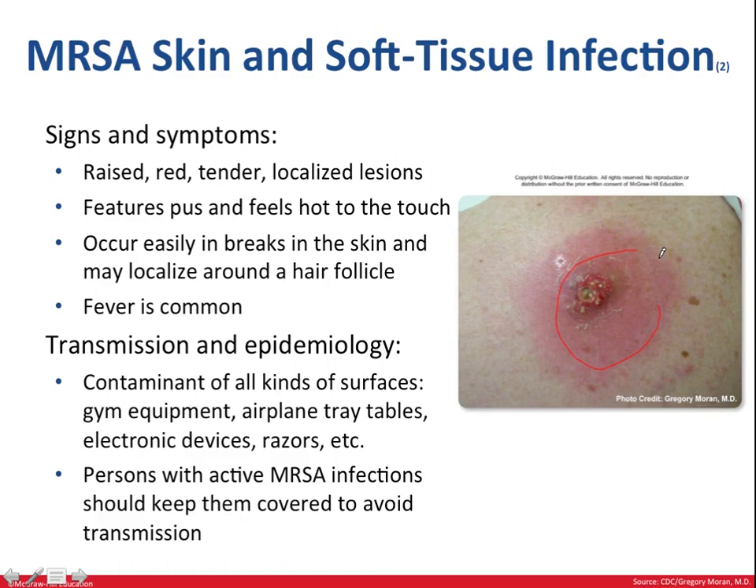On transmission: MRSA exists everywhere, because 1/3 of the population carries this bacteria. Those patients can spread this bacteria everywhere, such as gym equipment, airplanes, tables, and electronic devices.